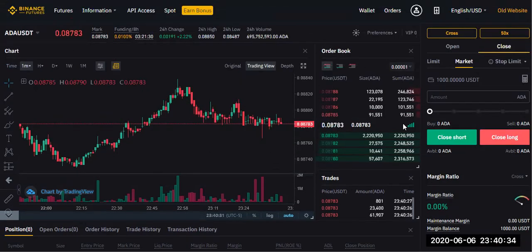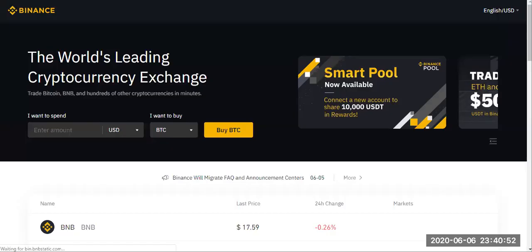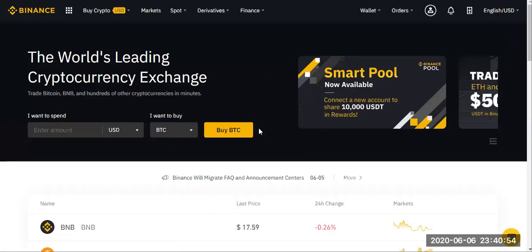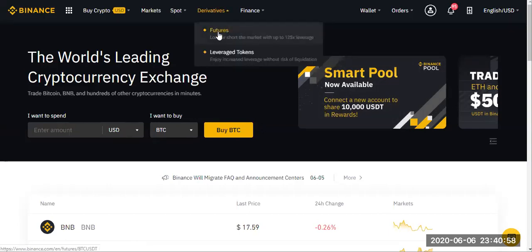Now this is Binance Futures. Okay, Binance Futures. Now you can get to Binance Futures from here. Hold on just a second. So yeah, you can get to Binance Futures from here. Now that's derivatives. You can click futures, and they're going to give you a disclaimer.